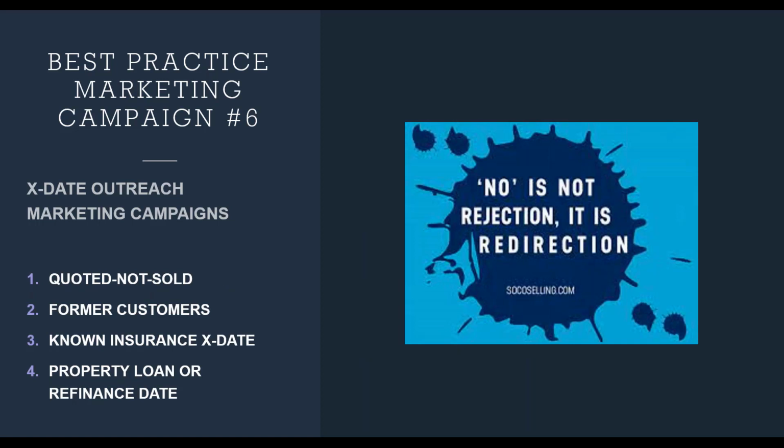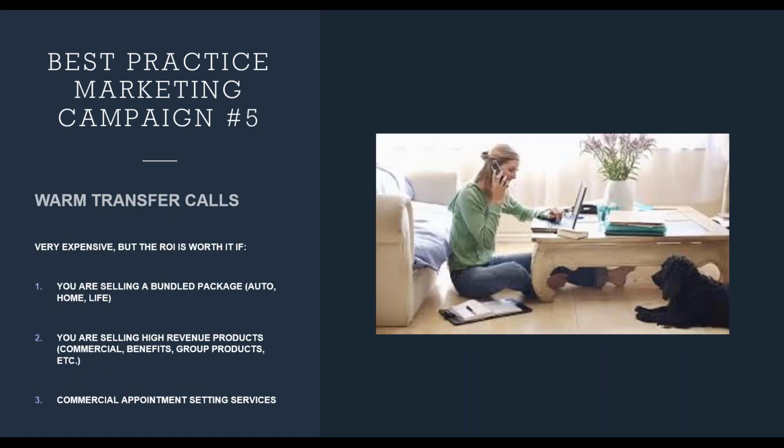Number 6, X-date outreach marketing campaigns. This is our order. If we want to generate some leads and we're doing an outbound for X dates, we do this order: quoted not sold, former customers, if we have a known insurance X date, and then a property loan or refinance date. Number 5, warm transfer calls.